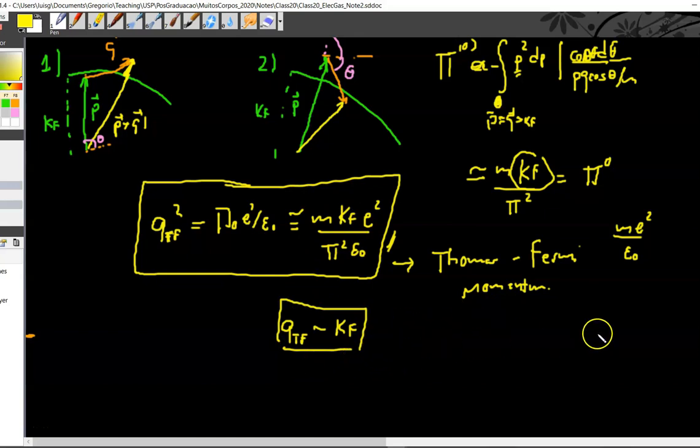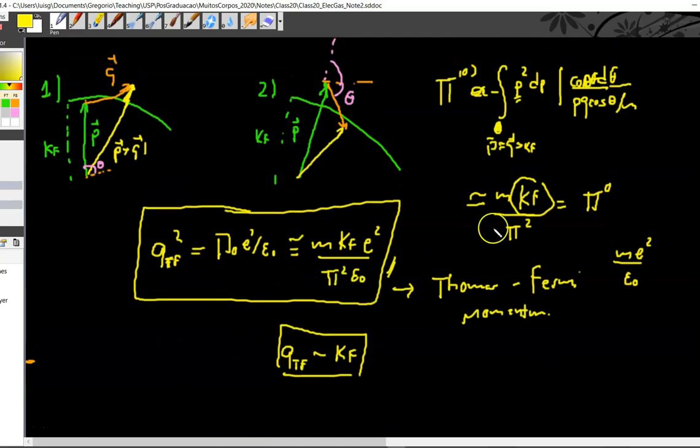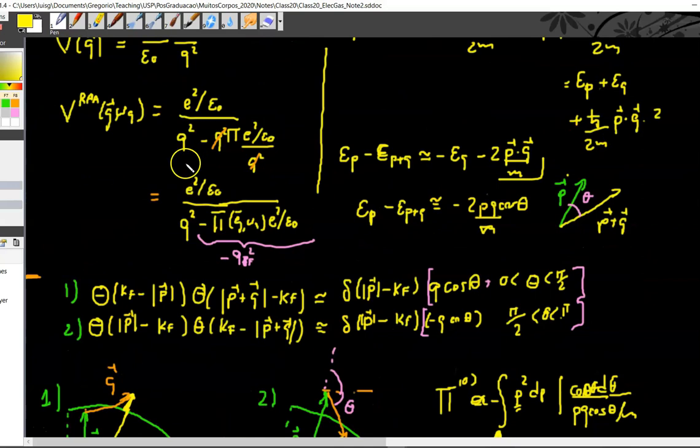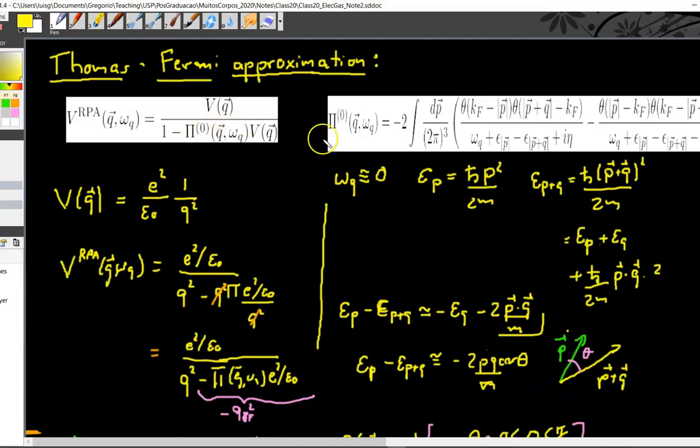All right, so essentially that's the idea, that I would get this cutoff when I calculate these bubble diagrams here, and this would be a cutoff in momentum, which might be of the order of the Fermi wavelength.